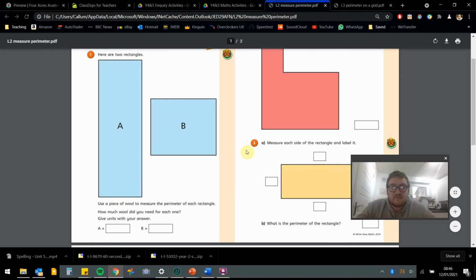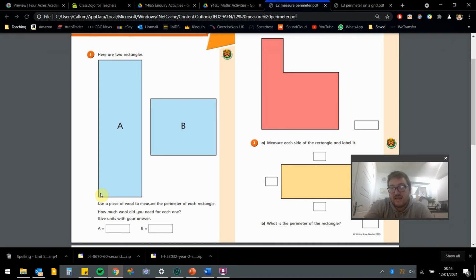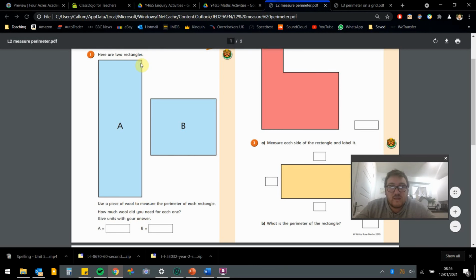So if you had a piece of string, you would take that piece of string and you'd start by holding your finger down onto this corner. You would then drag that piece of string all the way down till you get to this corner. You would then use your finger to hold that corner and drag the next piece of string to here. Then repeat the process, move your other finger, hold it down, drag the string to the top corner, hold your finger down and drag it to the first corner that you started on. Once you've got that whole piece of string measured out, you'll be able to hold it out straight and then you can measure the length.